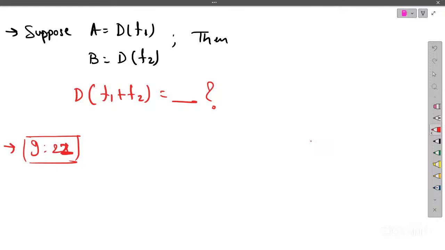So if A is the domain of f1 and B is the domain of f2, then what will be the domain of f1 plus f2? Answer in terms of set A and set B. And again, f1 plus f2 is defined like this: f1 plus f2 of x is equal to f1 of x plus f2 of x.